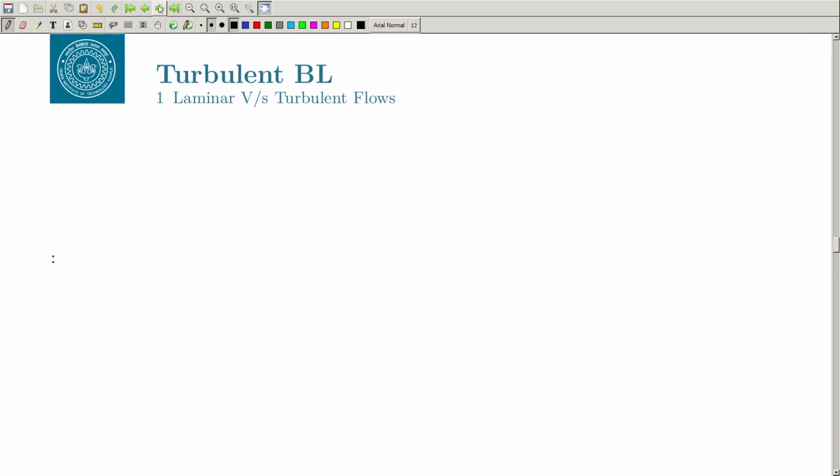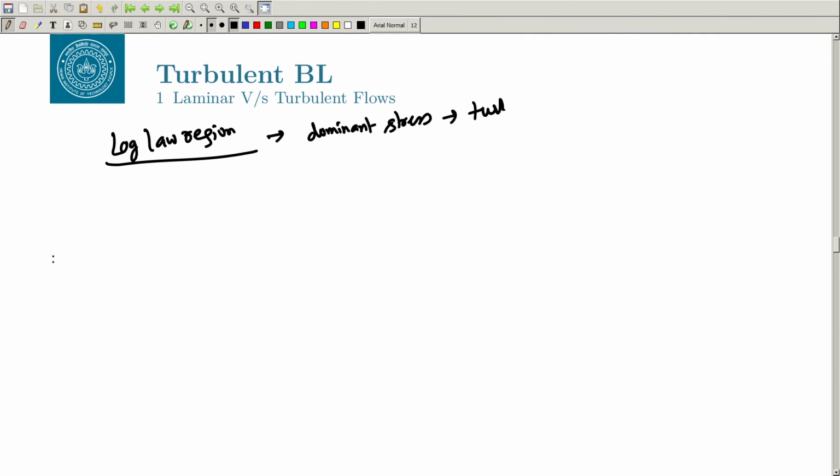Now, we go to the layer which is slightly away from the viscous sublayer. In that distance we will call that region, there is no name for the region, or you can call this the log law region. Why it is called log law region will become clear very soon. And we will say that in this region the dominant stress is the turbulent stress.